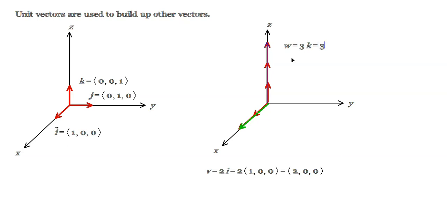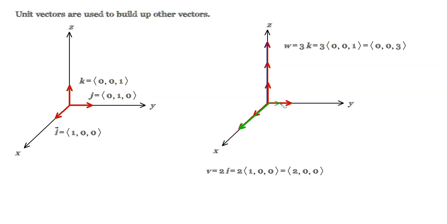So this is equivalent to 3 times the unit vector along the z-axis. That would be (0, 0, 1). Then you're allowed to just distribute that 3 over to the 0, the 0, and the 1. So it's going to give you the final vector that looks like (0, 0, 3). So 3k is equivalent to just the vector (0, 0, 3). The 3k notation just stresses the fact that W is 3 times a unit vector in the z direction, that's all.